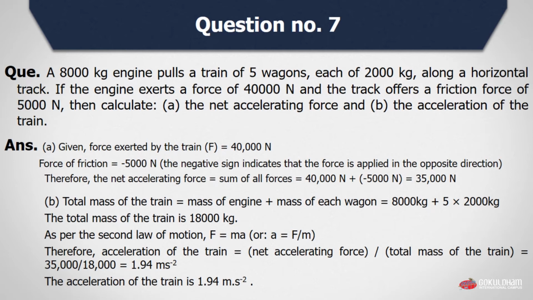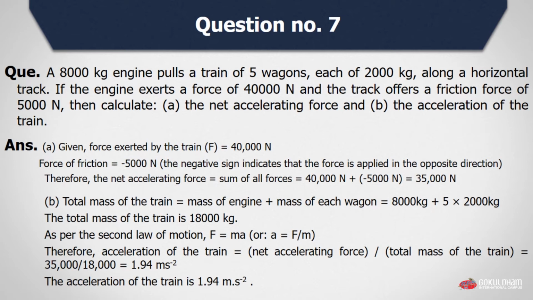Means in order to calculate the net accelerating force, we have to add all the forces that we have, the sum of all the forces, that will be 35,000 Newton. So the net accelerating force is 35,000 Newton. Now for B, we have to find the acceleration of the train.